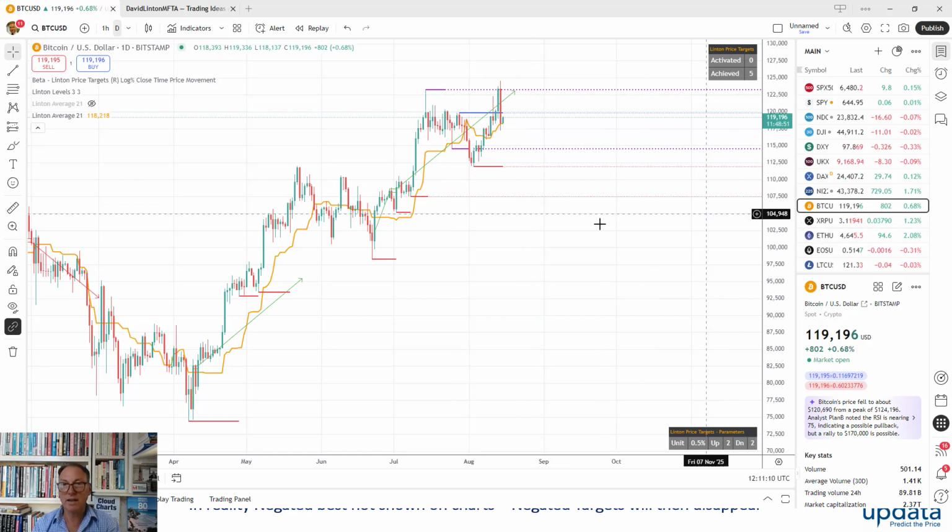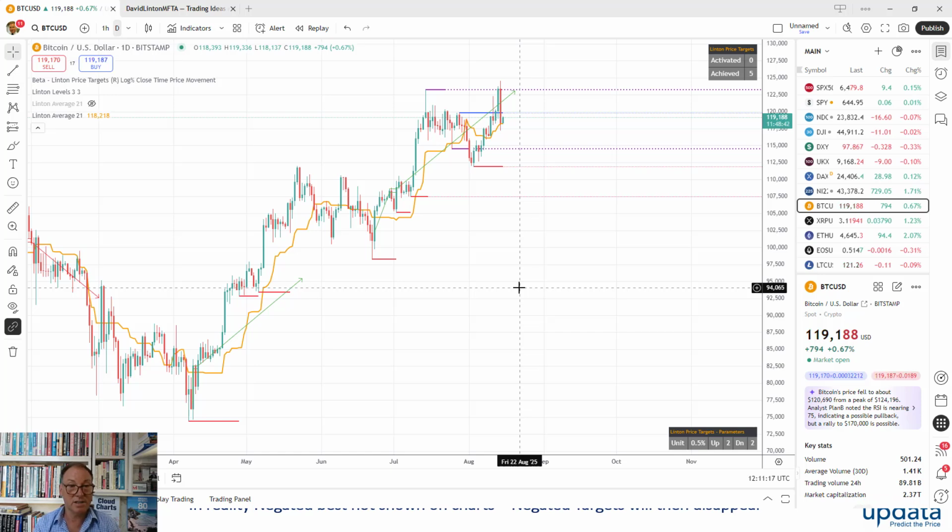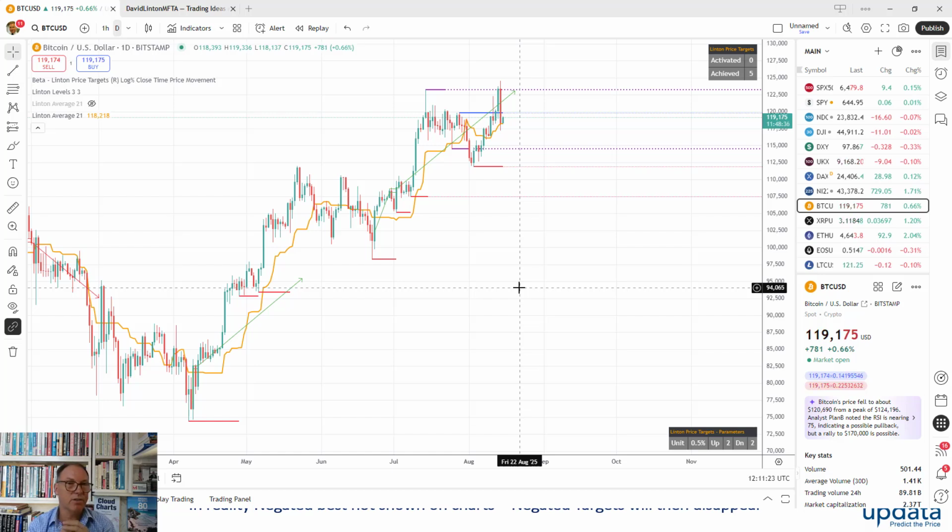So the key thing is to remember that traffic light system. Green targets are upside targets, red targets are downside targets, and orange targets are unactivated ones. And when you see orange targets, it's a get ready, like that green traffic light, but you really ought to wait for the target to be activated generally.